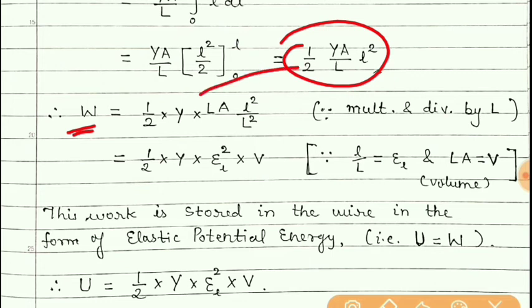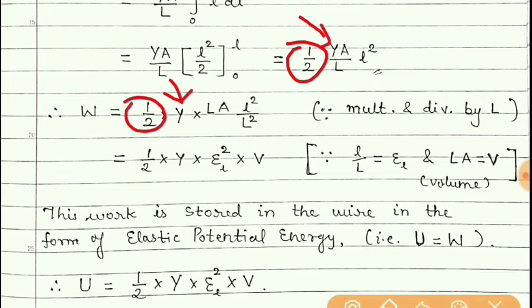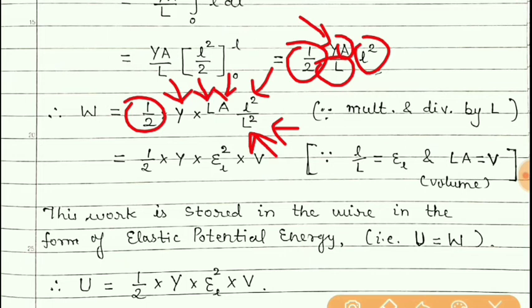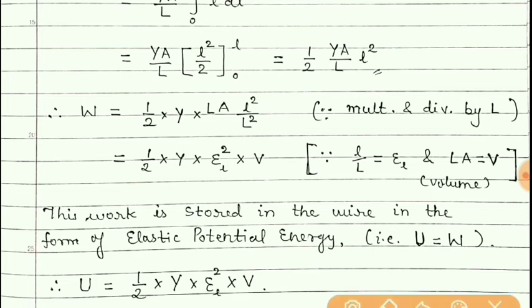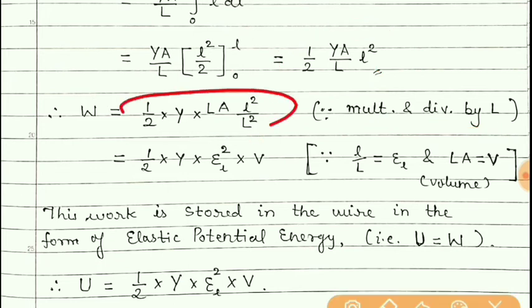This can be written in this way also. Look here, 1 by 2 as it is, this Y as it is, A as it is, L square as it is. What is remained here? Only L. So what have we done here? Actually there should be L only, but we have divided by L and multiplied by L. So here in the denominator there will be L square. So in this equation we have multiplied and divided by L.